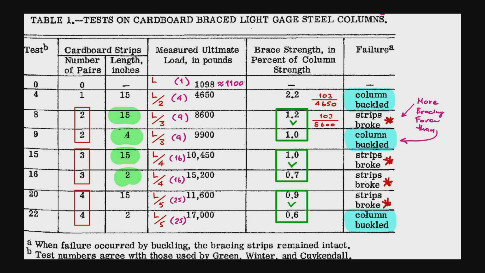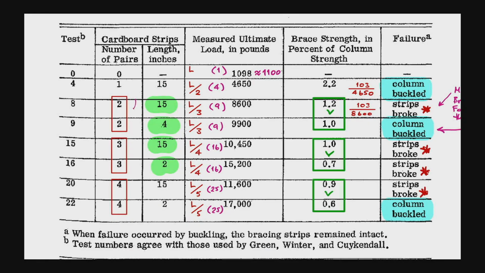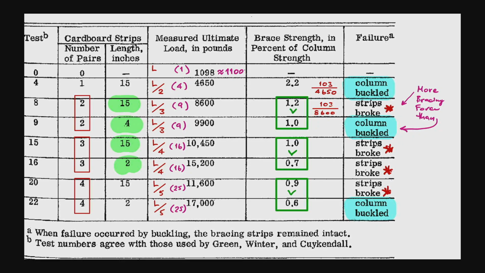By the way, the 103 is for just one strip. Okay, this is the capacity of each brace. It's not the summation of braces. Like in this case, you put two pairs and then it turns out to be 206. No, it doesn't work that way. It is just the number for one single strip.